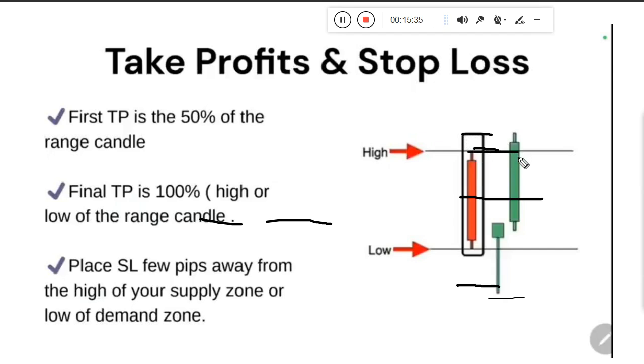Then your stop loss should be a few pips away from your entry zone. Obviously you have a fair value gap here or an order block. So your stop loss should be some pips below it, because you know that they've taken the liquidity, they can't come back low, and then you can actually put your stop loss below the CRT, below the low of the range.